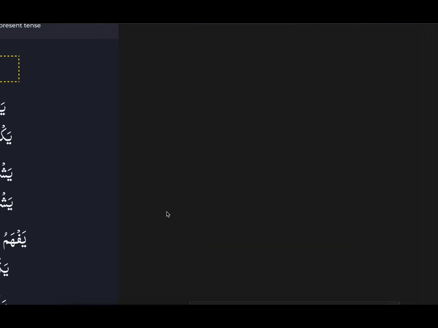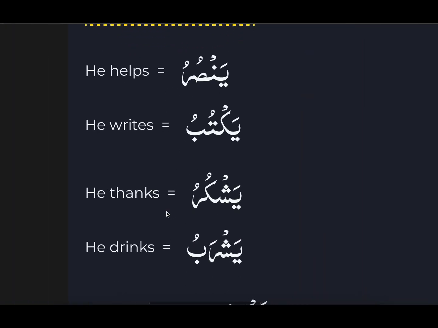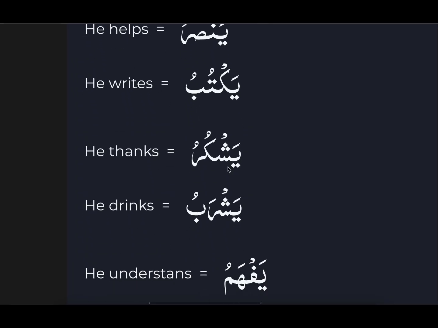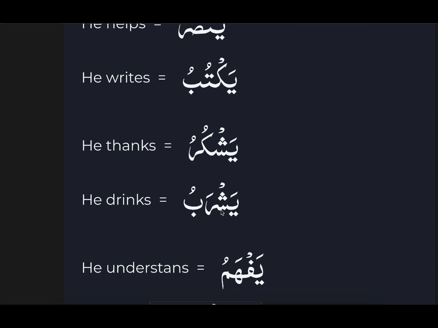Okay. So, what if I want to say he writes? I have to say yaktubu. Kataba means he wrote. Yaktubu means he writes. Okay. Shakara means he thanked. How do I say he thanks? Or in present tense, how do I say that? Yashkuru. Okay. Sharaba means he drank. How do I say he drinks? Yashrabu. Sharaba. Yashrabu.